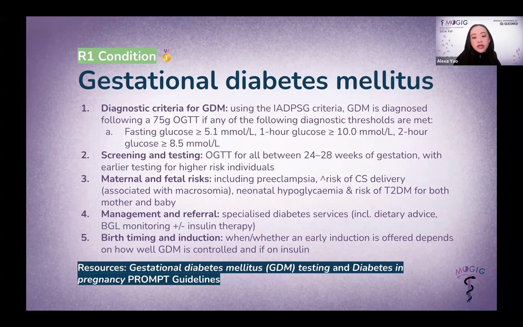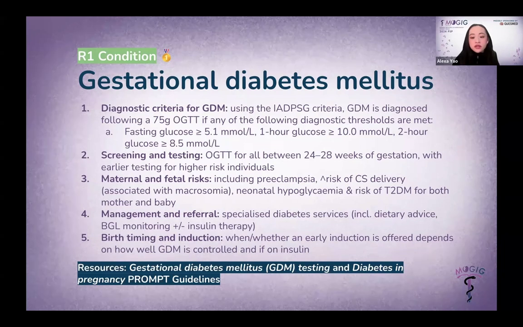So if it's uncomplicated and managed on diet and exercise alone, an early induction doesn't necessarily need to be offered. But for women whose gestational diabetes is managed on small doses of insulin, they should be counseled on delivering before 40 weeks to reduce the risk of stillbirth, infant mortality, and morbidity.